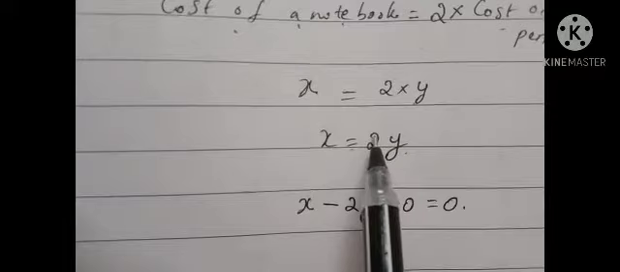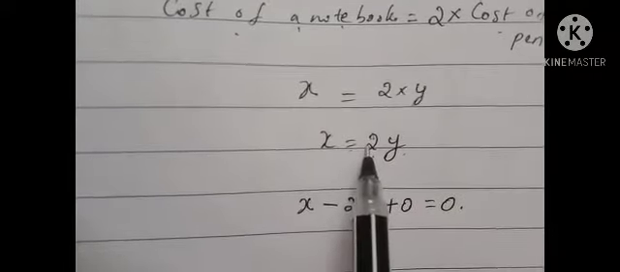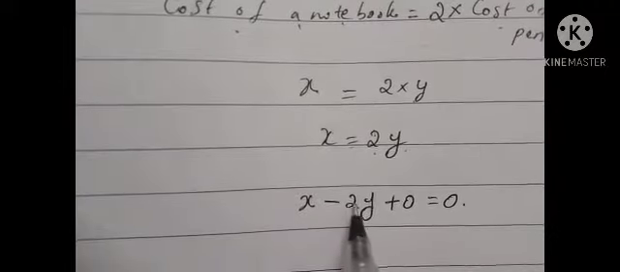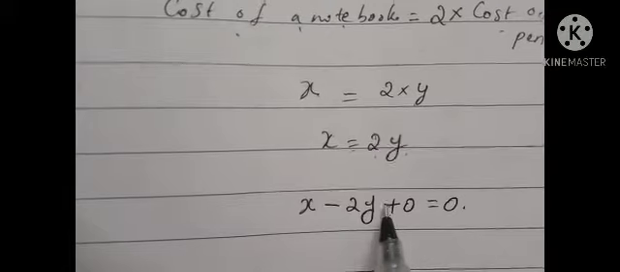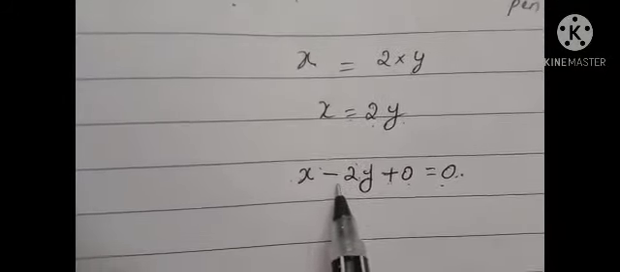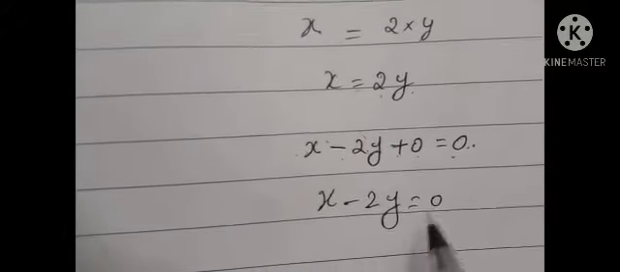That means this 2y we have to transpose to the LHS. So plus 2y becomes minus 2y. Then here there is no constant, so we can write it as plus 0, that is equal to 0. ax plus by plus c equals 0. Here ax plus by is x minus 2y. So b is negative 2. That sign also we have to take. Otherwise we can express this as x minus 2y equals 0.